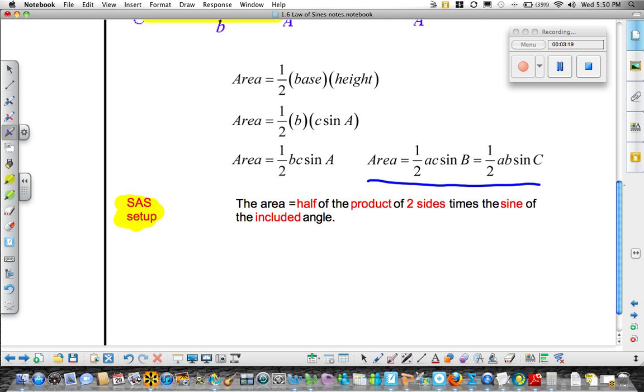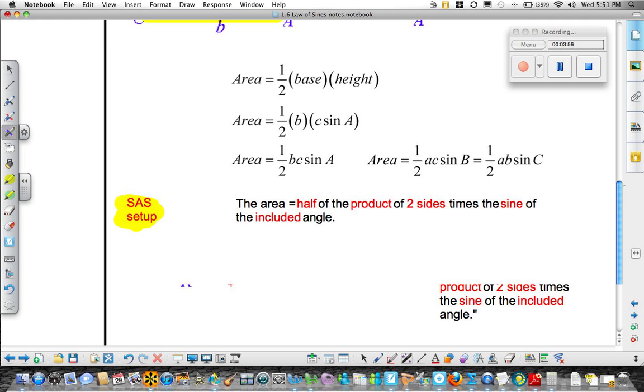If I knew sides A and C and I knew angle B, I could say the area was 1/2 AC times the sine of B. If I knew sides A and B and angle C, I could say that the area is 1/2 AB times the sine of C. So again, the labels don't matter. What really matters is if you know two sides and the angle between them. Now, if you know two sides and you don't know the angle between them, you can use the law of sines to find another angle, then find the angle between the two sides, and then apply this formula to find the area of the triangle.